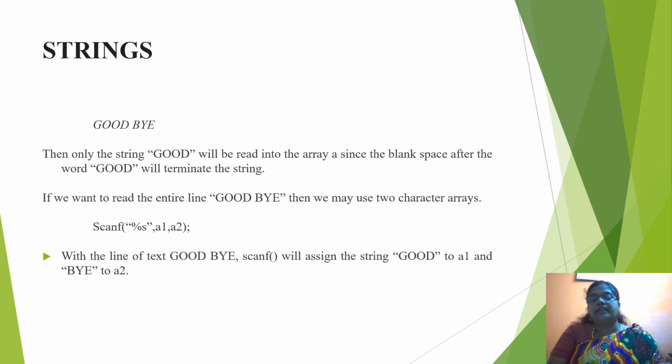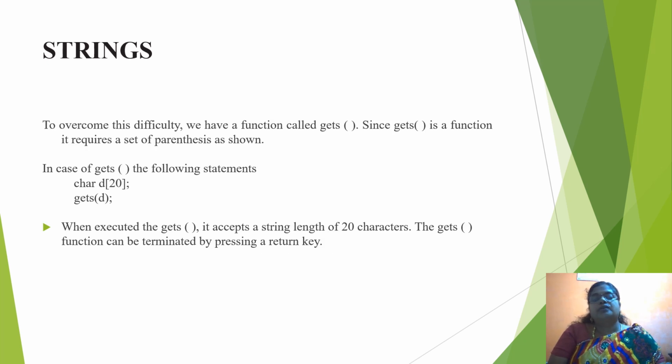scanf("%s %s", A1, A2). With the line of text good bye, scanf will assign the string good to A1 and bye to A2. To overcome this difficulty, we have a function called gets. Since gets is a function, it requires a set of parentheses. In the statements char D[20]; gets(D); when executed, gets accepts a string of up to 20 characters. The gets function is terminated by pressing the return key.